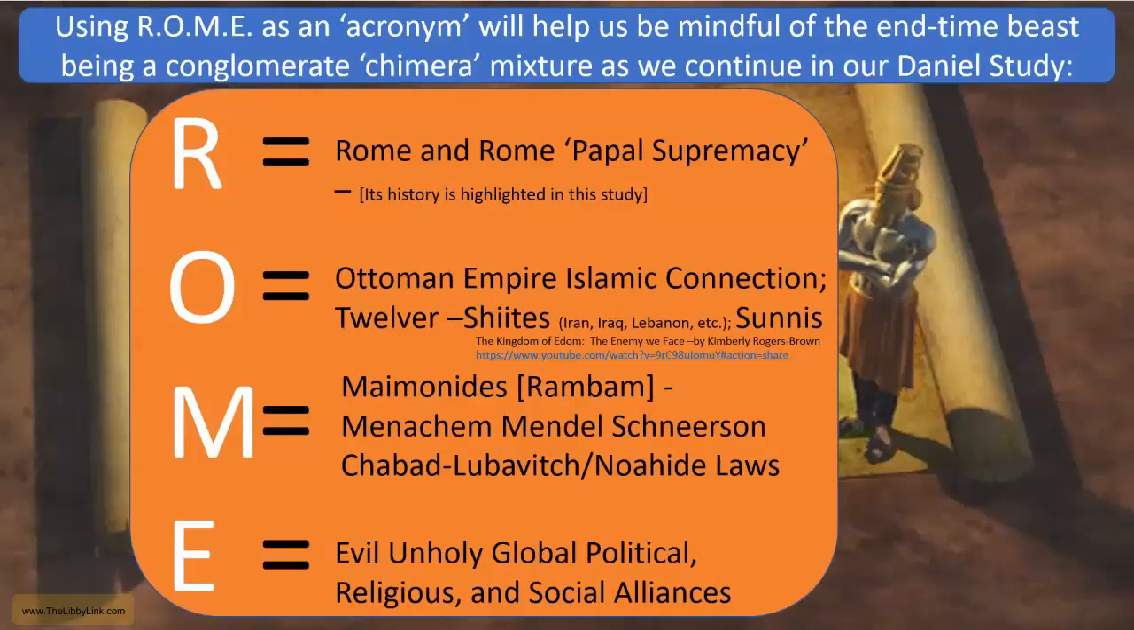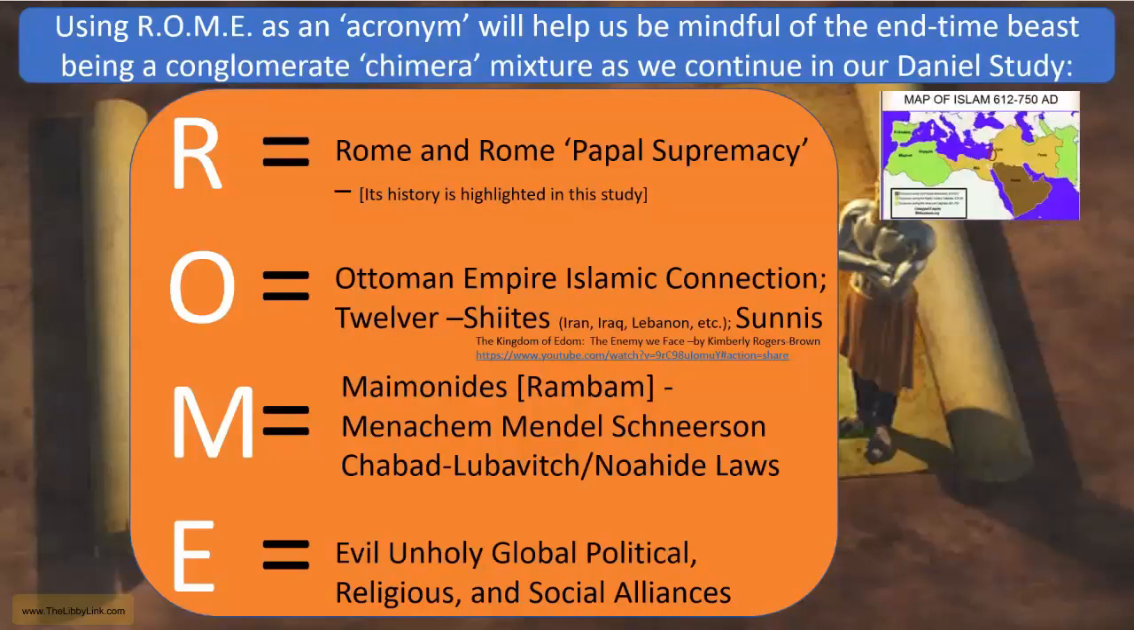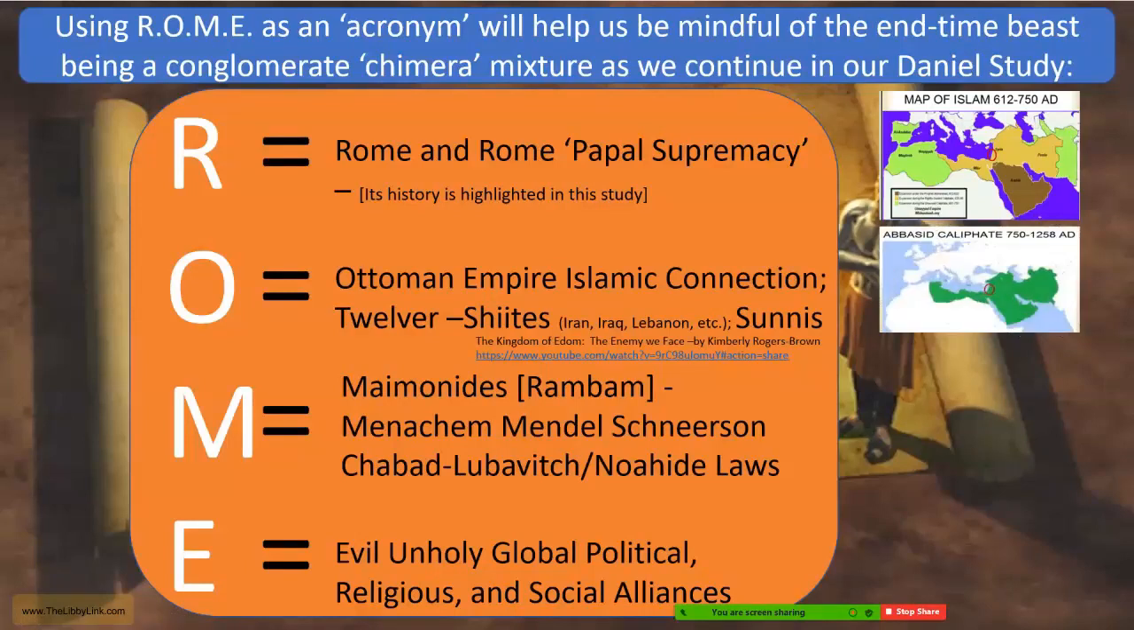And it will all come to a head in the end of days. Now, just for a quick review, the map of Islam from 612 to 750 AD, I know that's really small, but they were in control of the Middle East where present-day Jerusalem is. Under Muhammad, he got that darker brown area, and then they did expand into some of these green areas. So that's what it looked like around 612 to 750 AD.